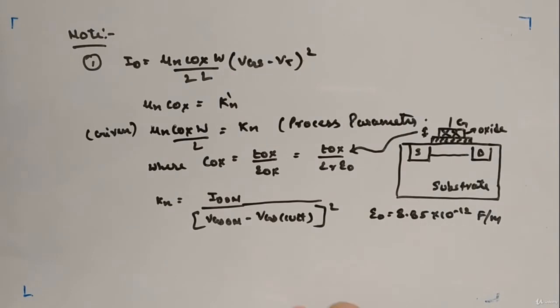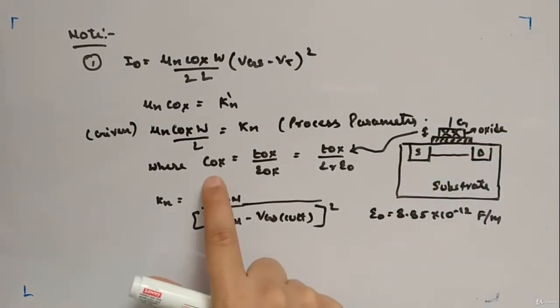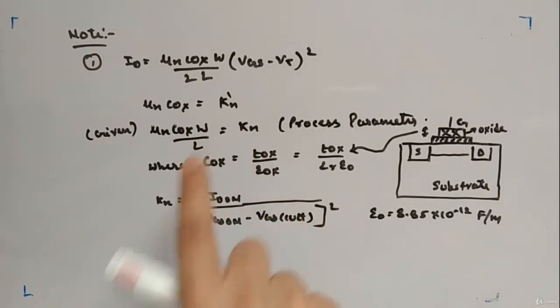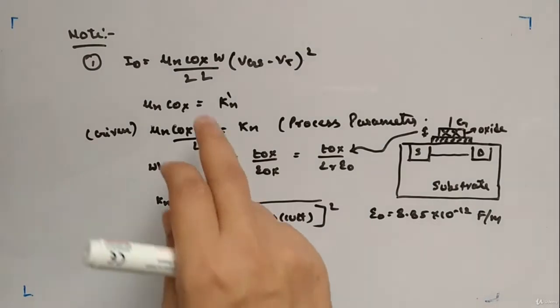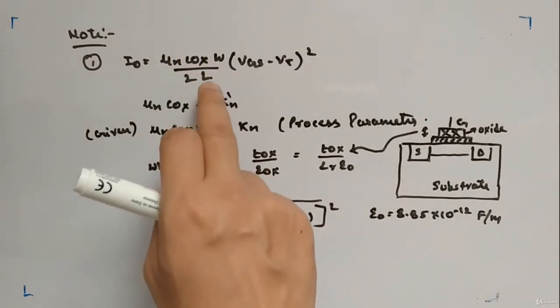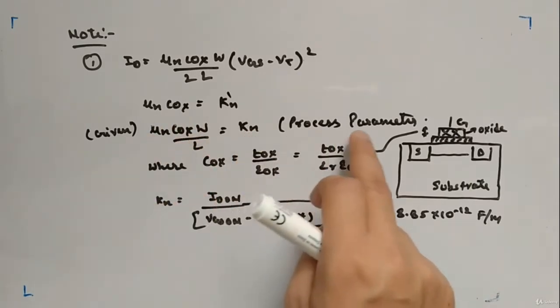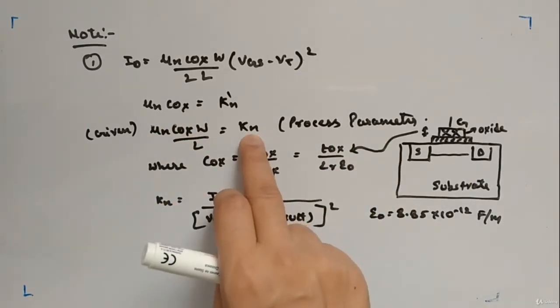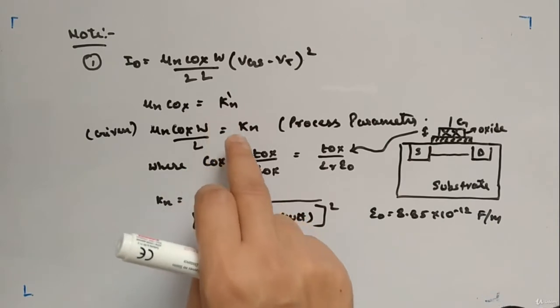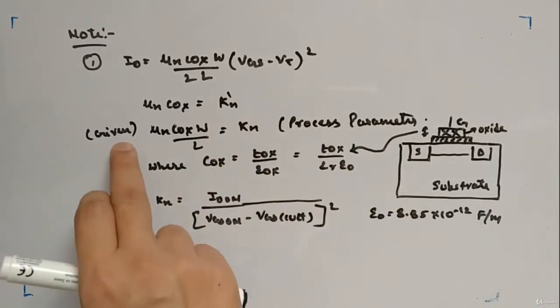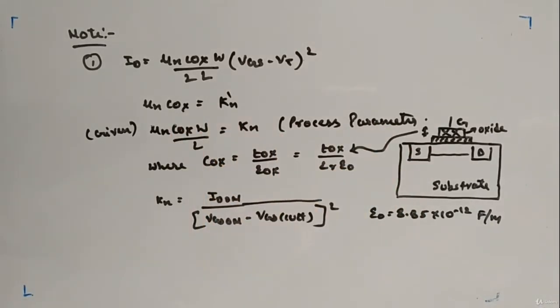So you can think of it as a capacitance between gate and channel. This is called the oxide capacitance, Cox, and mu n Cox is Kn dash. And this whole quantity, mu n Cox W divided by L, sometimes it is given, the whole of it is called the process parameter, which is represented by Kn. This is Kn dash, this is the Kn process parameter, and all the quantities will be given to you.